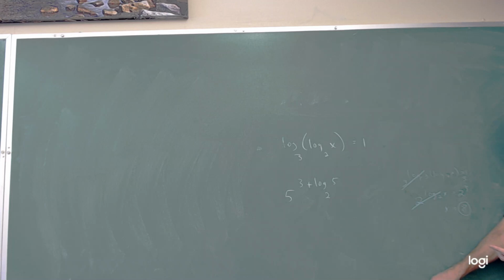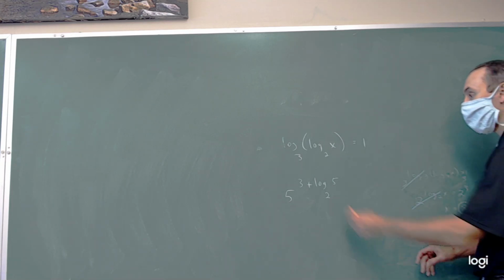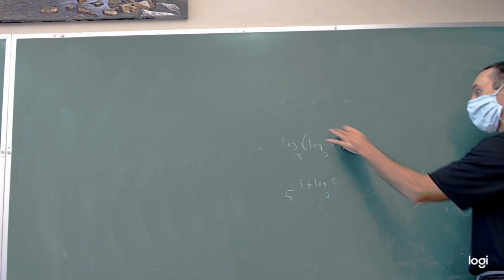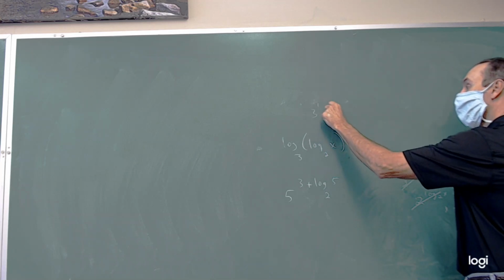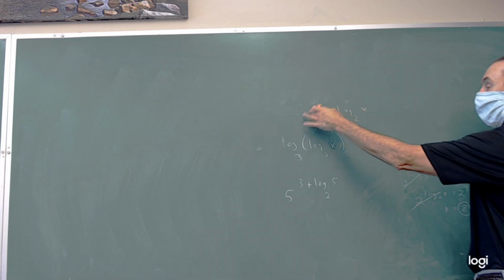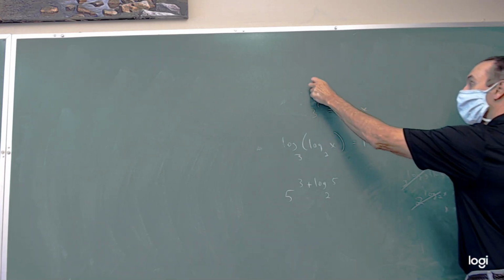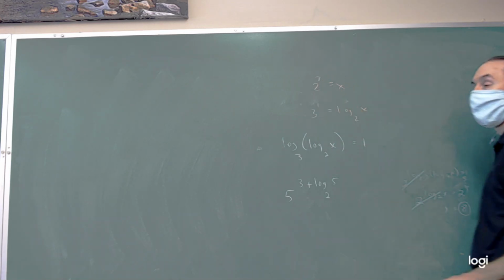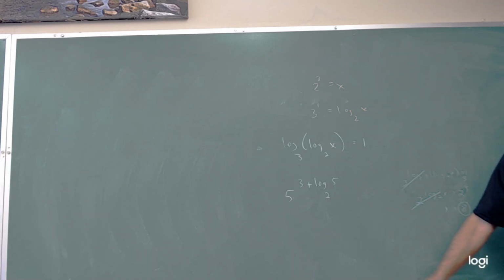Alternatively, you can do like we do, you can say 3 to this power equals what's inside the logarithm. And then again, you say 2 to this power equals what's inside that logarithm. Either way, we're going to get to 8.